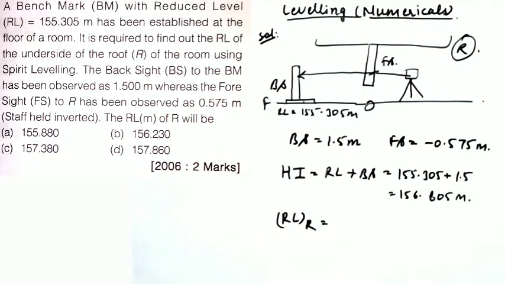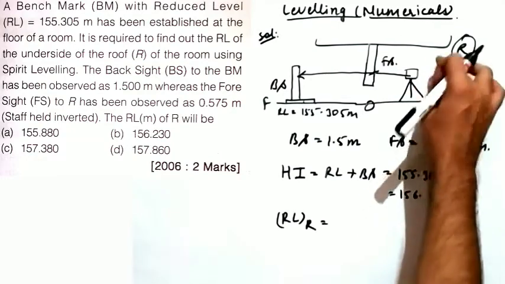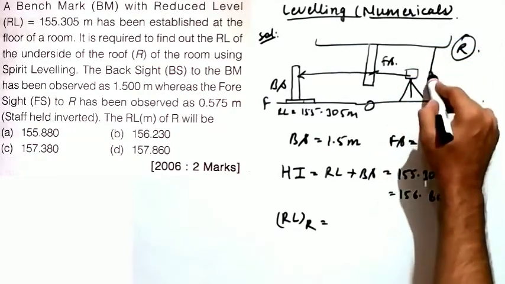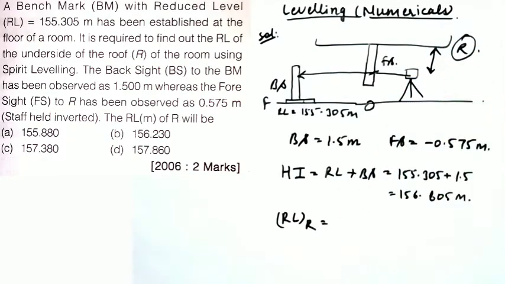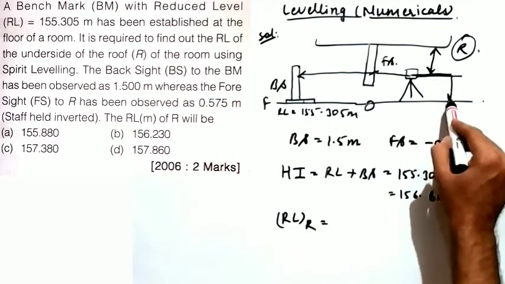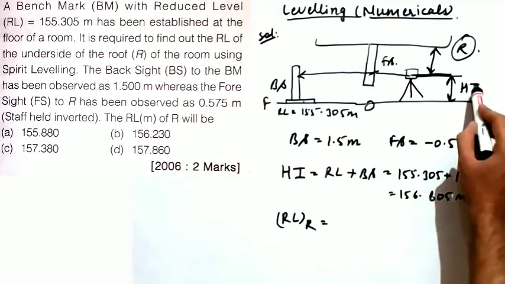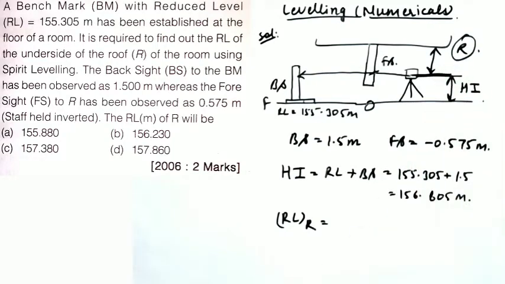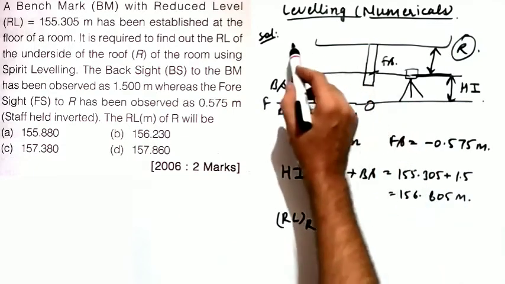Now you have to calculate the RL of R. How can you calculate the RL of R? You have to add this foresight reading. This much is the foresight reading. You have to add this foresight reading to this height of instrument. This is the height of instrument, HI. You have to add this foresight reading to this height of instrument, and this is what will be the RL of this roof.